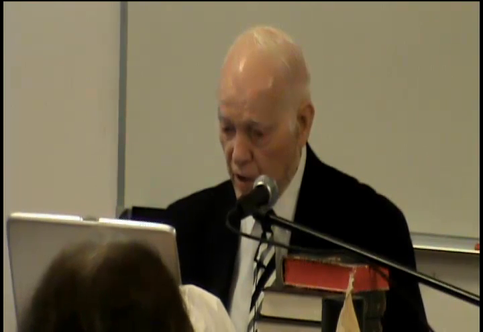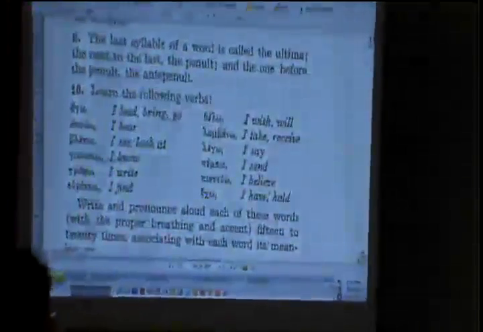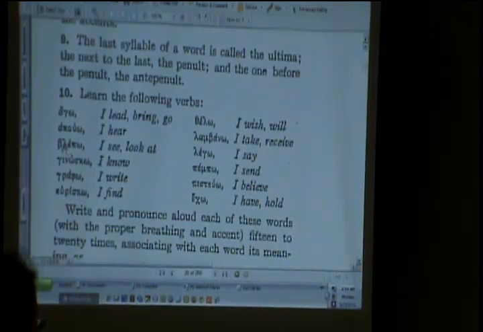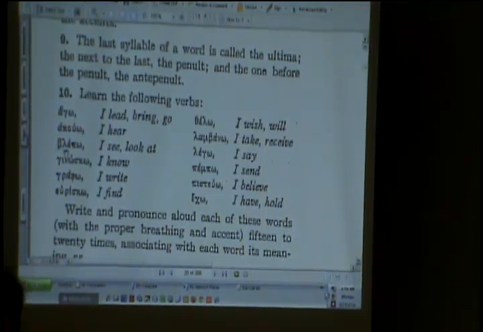What kind of accent is blepo? Acute. It's acute because it goes to the right. It means I see or look at. Akuo means I hear. Then ginosko means I know. What kind of accent is that? Ginosko. Acute accent, all right? And that means to know, I know.